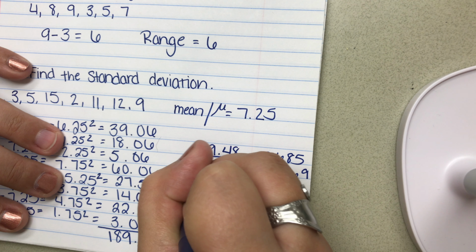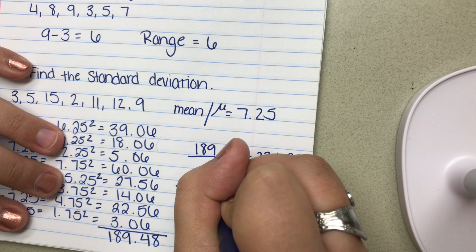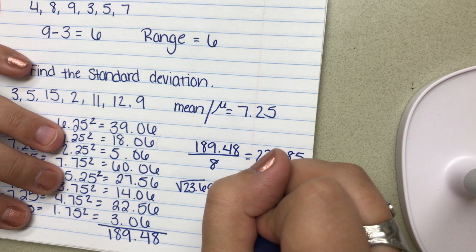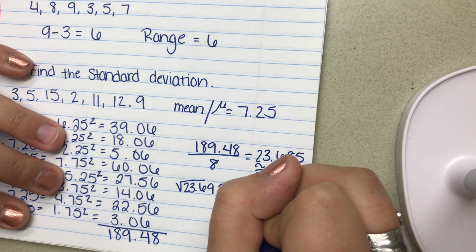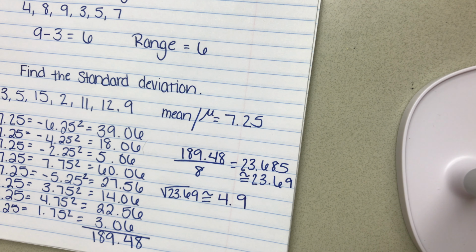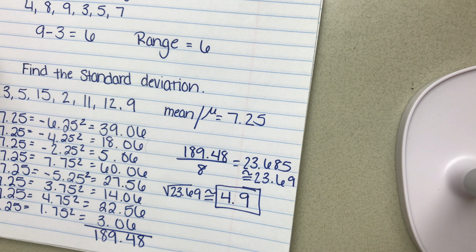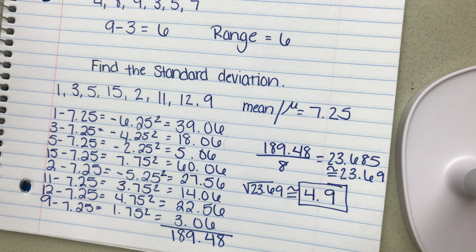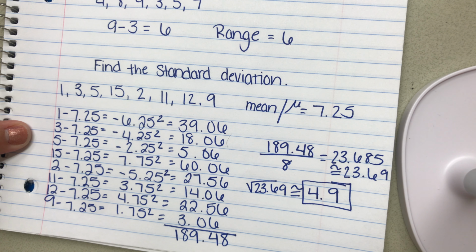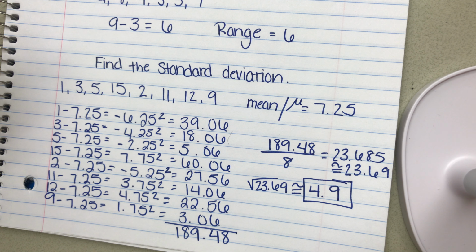And the square root of 23.69 is about equal to 4.9. It's actually this really obnoxious number. It's 4.867, and it keeps going. So we're just going to round that to the nearest tenth. And this is your standard deviation. That was a lot to work through. Do not panic, because there's actually an easier way coming up. But you do need to know how to do it on paper, just for your own knowledge, and we'll talk about the easier way next.